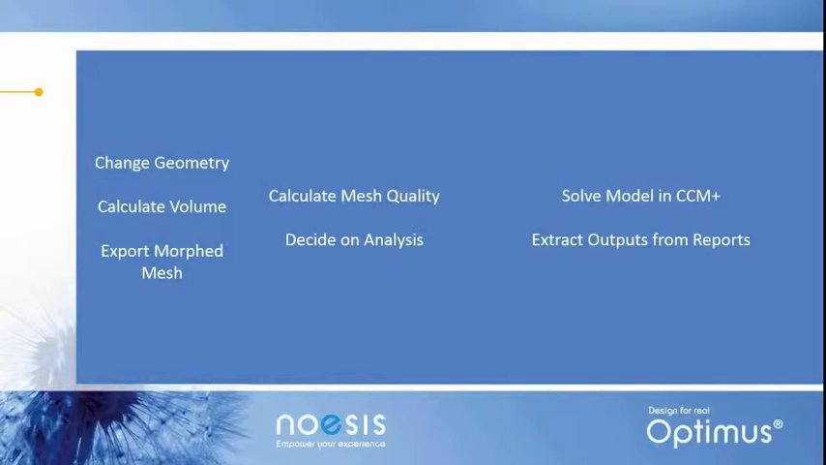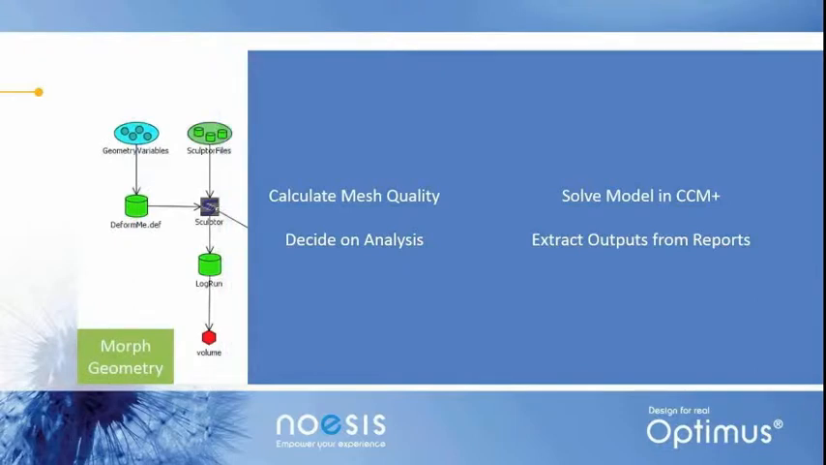So now we'll show the workflow as it's actually been created inside of Optimus. You'll remember that the first step was to change the geometry, calculate the volume, and export the morphed mesh. So here you can see the call to Sculptor, kind of in the middle of that image there, and then the green boxes that are the input and output files that Sculptor needs to make the deformation.